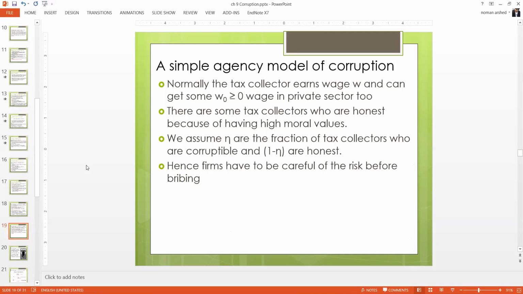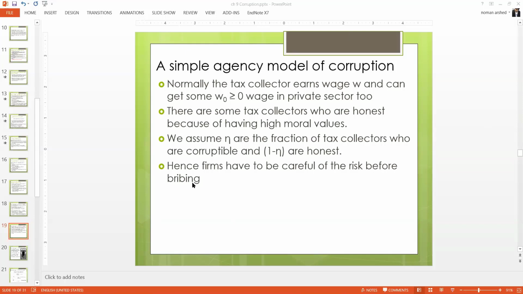So it means the wage of the public sector official is W, and using bribe or corruption, he can get W0 from the market. There are some tax collectors who are honest because of having higher moral value. So in the society, there are good tax officials and there are bad tax officials. We assume that eta is the fraction of tax collectors who are corruptible, and 1 minus eta are the honest. So there are few people who are corrupt and there are few who are honest.